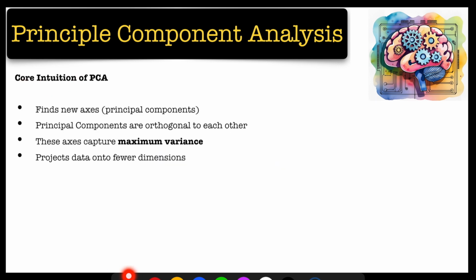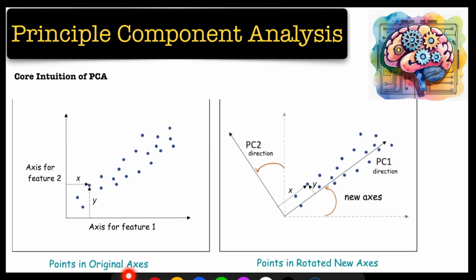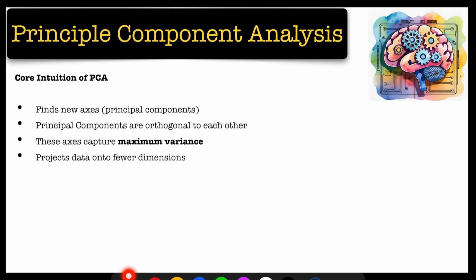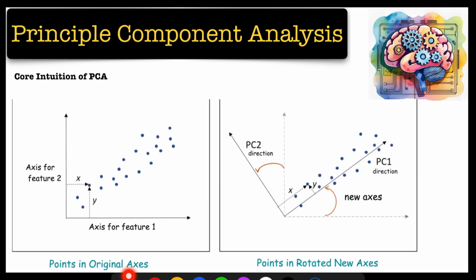So the core intuition of PCA is it finds new axes, or principal components. Principal components are orthogonal to each other, so all the axes will always be orthogonal to each other. These axes capture the maximum variance of the data. If we choose this axis, it will capture the variance of the data nicely. That's why we are rotating in this direction. So it projects data onto fewer dimensions. From 2D, we'll just take one PC, and we'll project the data onto that principal component direction.